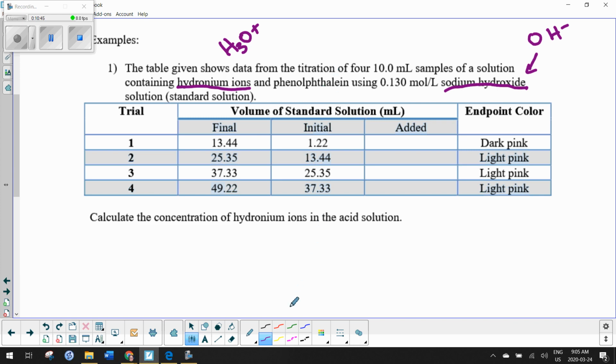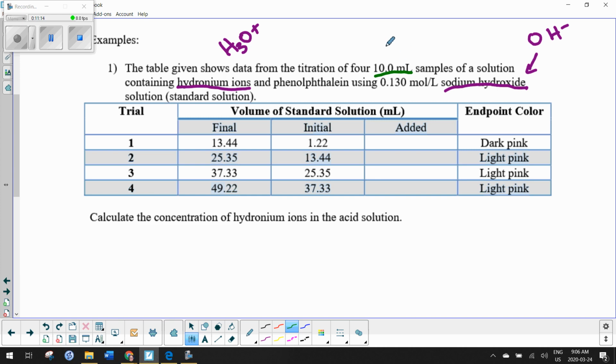So I do know a bunch of numbers that are given here, so I'm going to underline them. We have 10 milliliters. It says 4. What that means is we've done this 4 times. It doesn't mean we have 40 milliliters. It means we've done this trial 4 times, which is why you see in this data table 4 trials. So we're only going to use 10 milliliters.